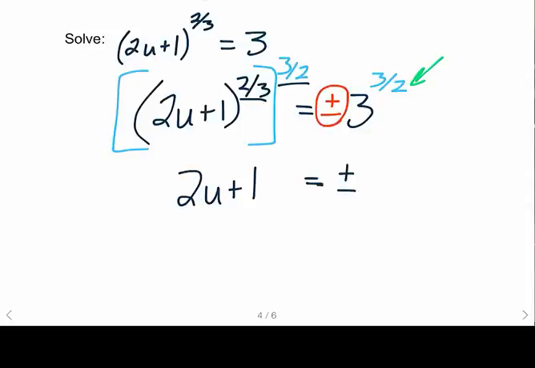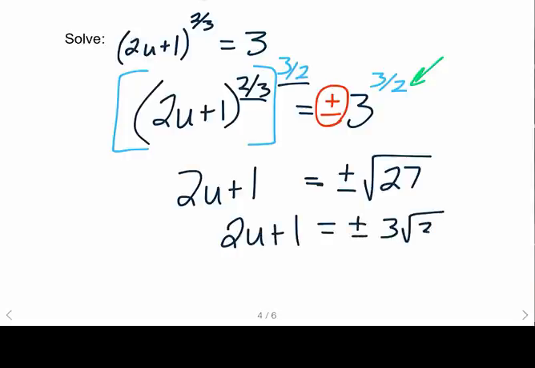So I generally like to apply the root before the power when I have a rational exponent, but sometimes it's just not feasible. In this case, because the square root of 3 is not rational, what I'm going to do is actually interpret this as the square root of 3 cubed, so the square root of 27, which I'm then going to simplify. We have 2u plus 1 is equal to plus or minus 3 times the square root of 3.